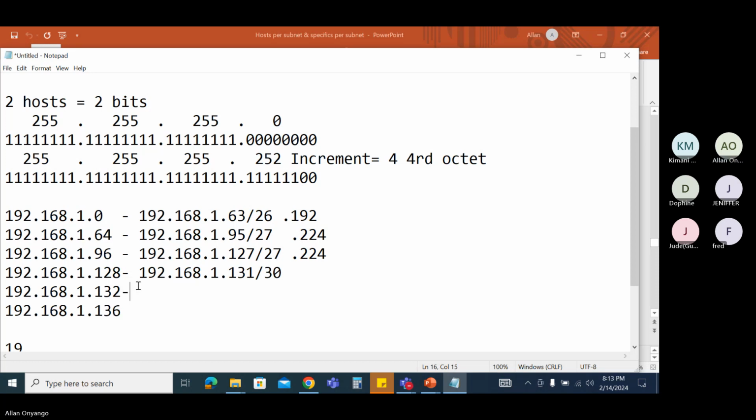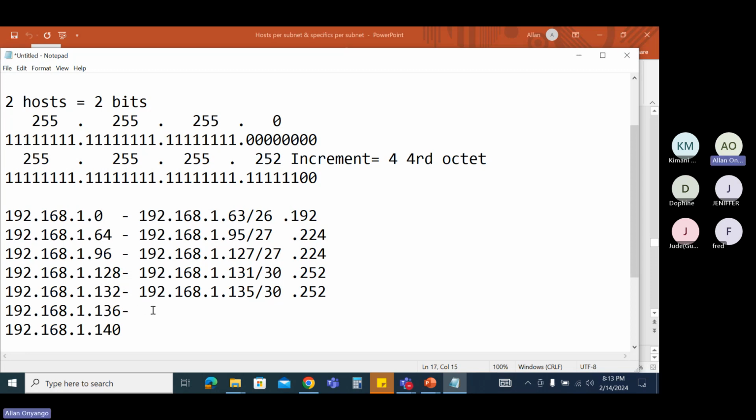136. If this is starting at 136, this one ended at 135, okay? The slash is the same. Slash is 30. And by the way, it is dot 252, the same thing as this one, dot 252. We add for the last network of 2, okay? 136 plus 2, plus 4, sorry, 140.